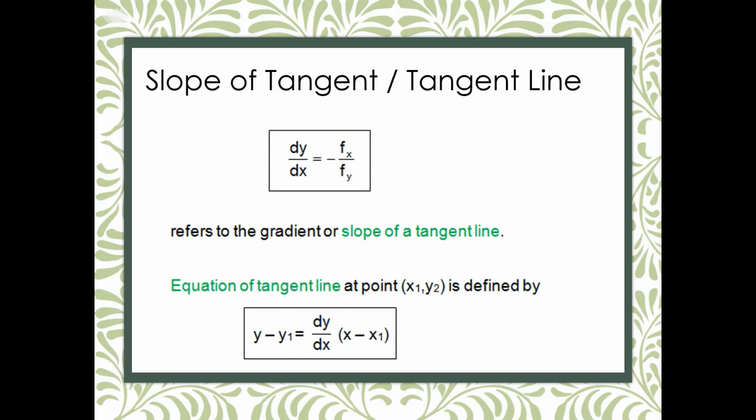dy over dx is referred to as the slope of a tangent line. So, to determine the slope of a tangent line, you need to apply the formula dy over dx equal to negative fx over fy. To determine the equation of a tangent line at point x1, y1, it is defined by the following formula, which is y minus y1 equal to dy over dx multiplied by x minus x1.